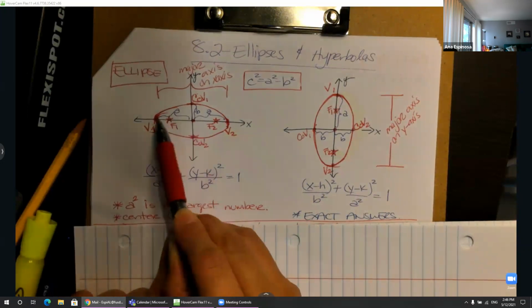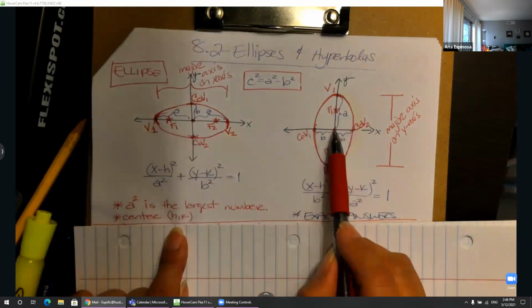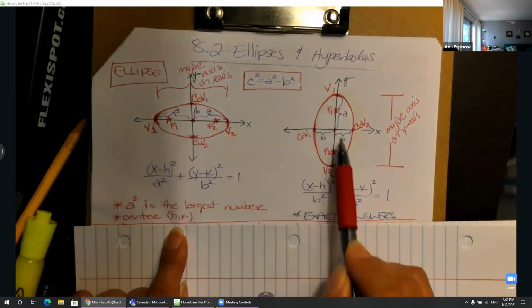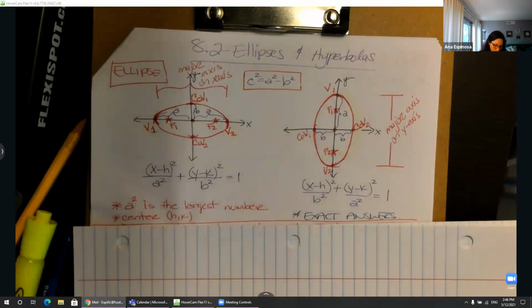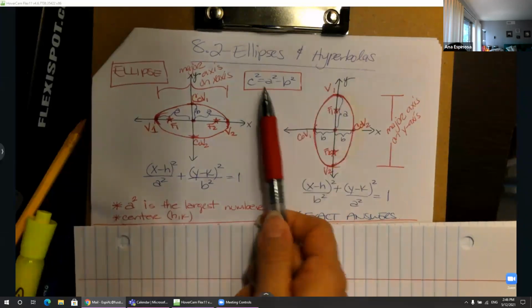The amount of units going left and right will be A, and the amount of units going up and down is B. Over here, the amount of units going up and down is A, and then the amount of units going left and right is B. Now, you don't want to memorize this again. I will show you how to do these. So I'm going to do an example from start to finish on how you figure this out. So you want to know these two, and you also want to know this formula.